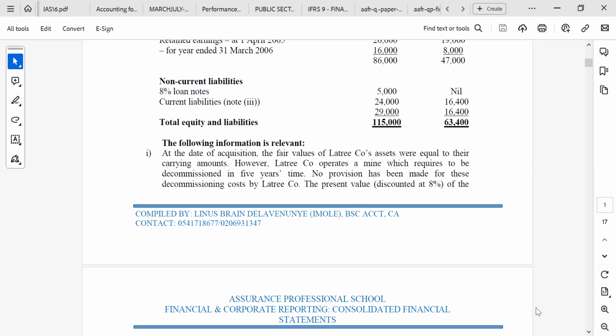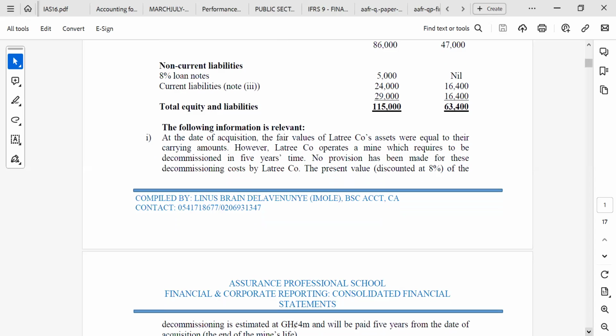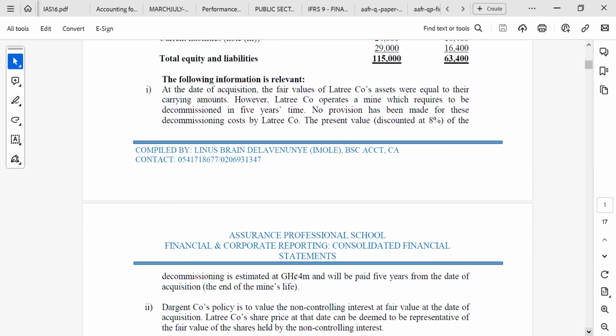At the date of acquisition, the fair values of Lati Co assets were equal to their carrying amount. However, Lati Co operates a mine which requires to be decommissioned in 5 years' time. No provision has been made for this decommissioning cost by Lati Company. The present value, discounted at 8%, of the decommissioning is estimated at 4 million and will be paid 5 years from the date of acquisition. That's the end of the mine's life.